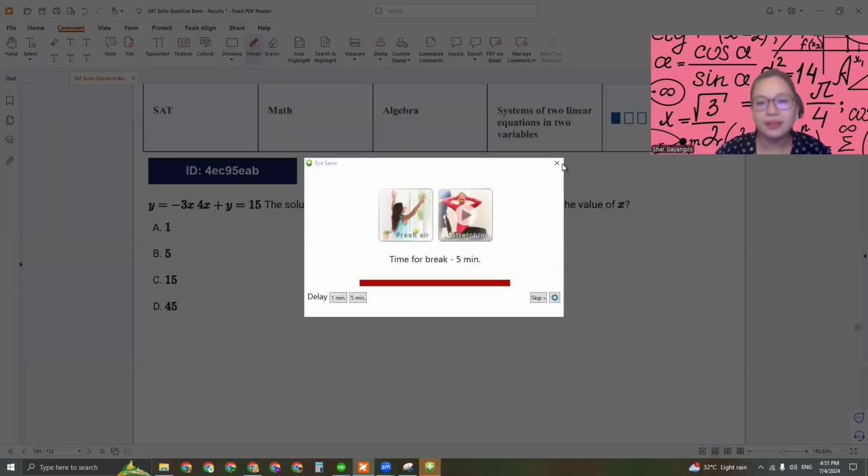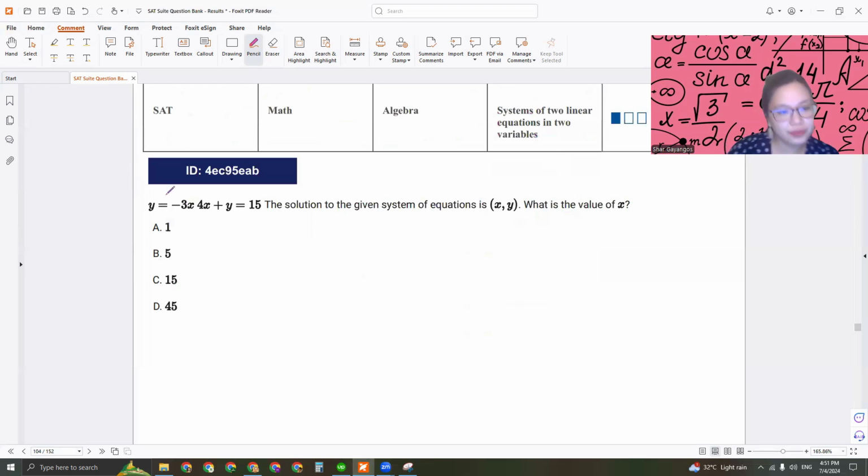Okay, this one is also, I believe there should be a space here. So this is the equation.